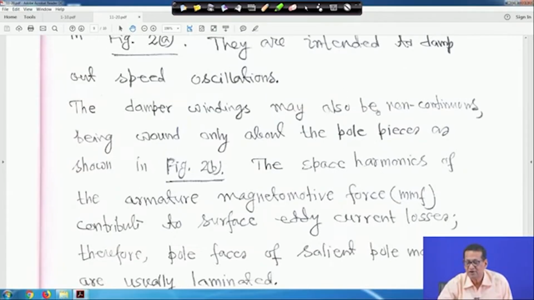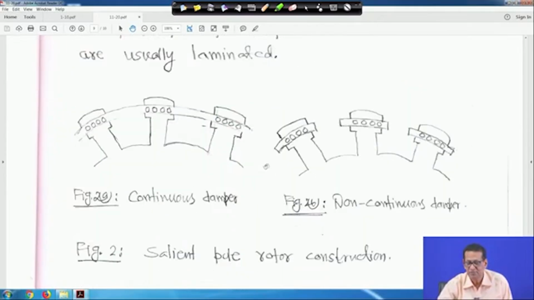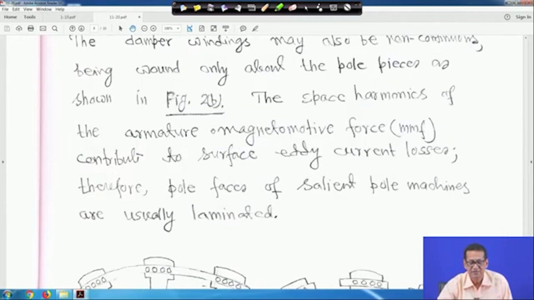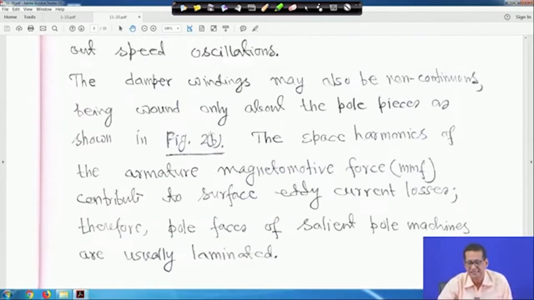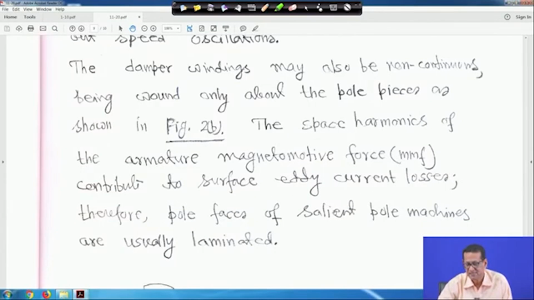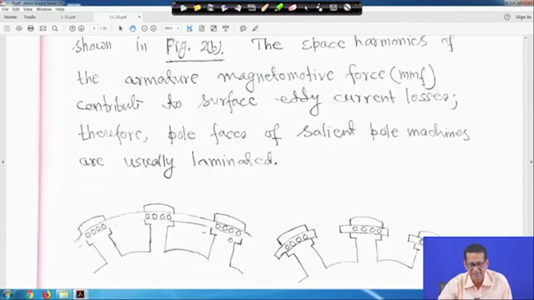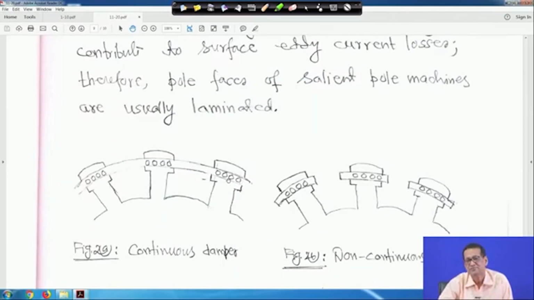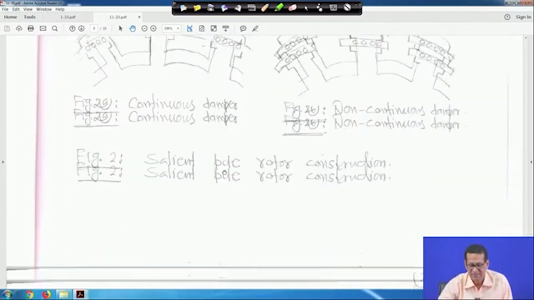The damper windings may also be non continuous, being wound only about the pole pieces as shown in figure 2b. Only here it is there, but here no question of continuity. If you have studied machine design, I believe you have studied this. The space harmonics of the armature MMF, that is magnetomotive force, contribute to surface eddy current losses. Therefore, the pole faces of salient pole machines are usually laminated. These pole faces you will find for salient pole machines are laminated. So, this is a continuous damper and this is non-continuous damper, right.